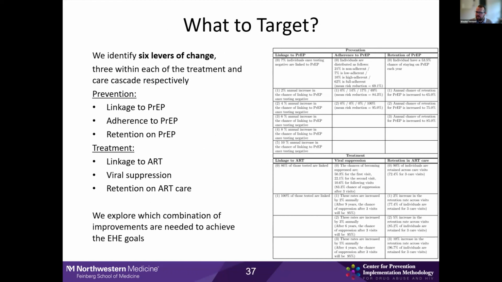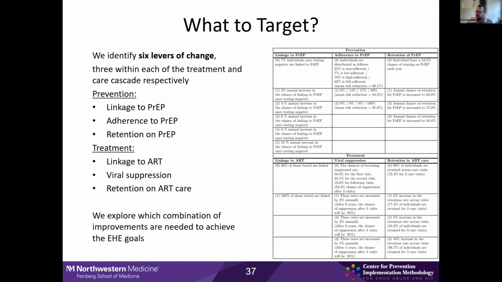Specifically about this intervention module, we identify 6 levers of change, and we're talking about levers of change because these are specified at a higher level than an implementation strategy would normally be. So it doesn't tell you how to do something, but it tells you what to target. We identify 6 different targets, 3 for prevention and 3 for treatment. They essentially cover linkage to either prevention or treatment, adherence to such a regimen, and how people are retained over time throughout such a regimen.